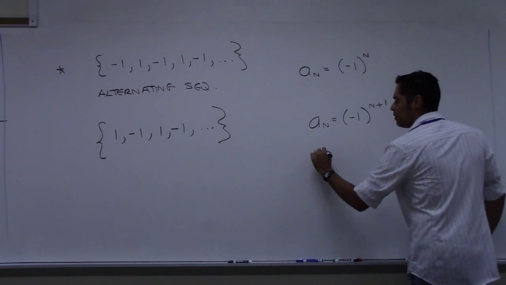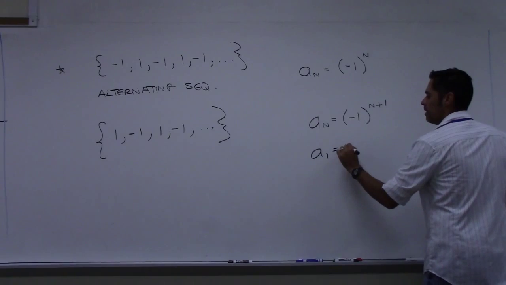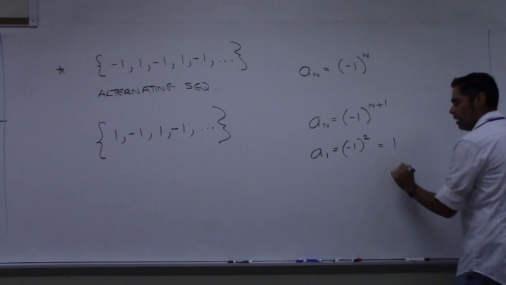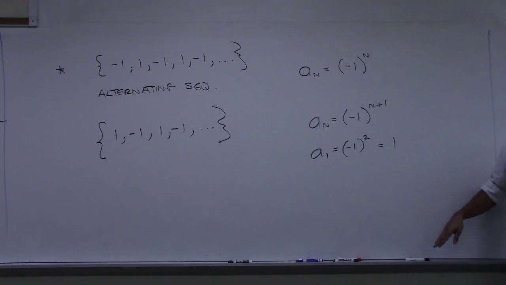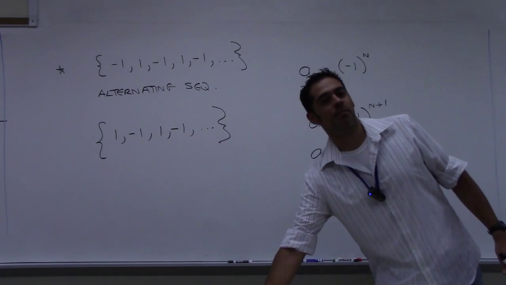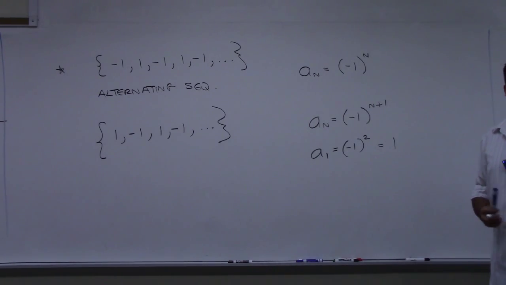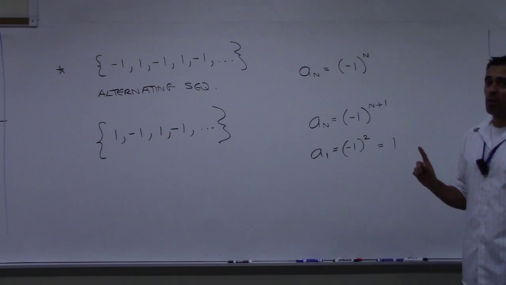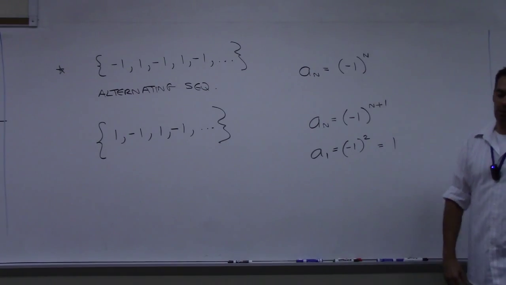Yeah, so that should work. If you plug in 1, you get negative 1 to the 2, which would be 1. And then from there on out, it would be alternating, wouldn't it? You could do any odd number up there, couldn't you? N plus any odd number, and it would still work. As long as n starts with what? 1. All right.